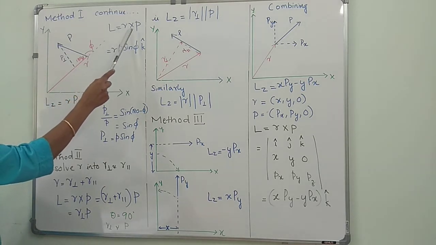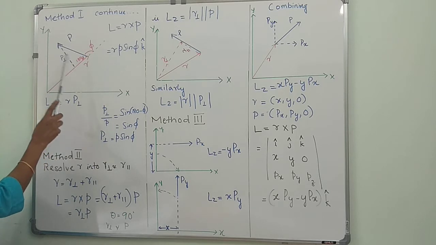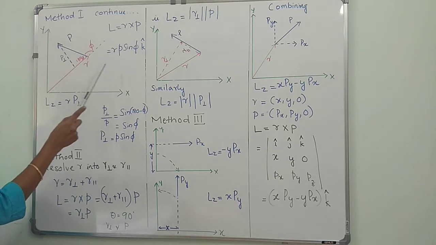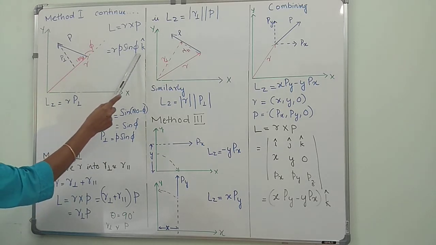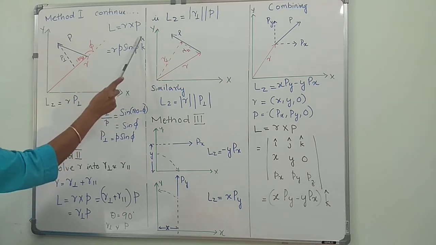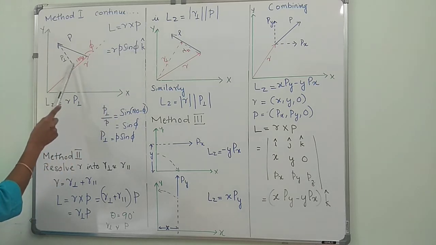Angular momentum L is r cross p. So this is resolved as r p sine phi k. This is the answer we have to get. Let us see how, when we resolve it as perpendicular component.